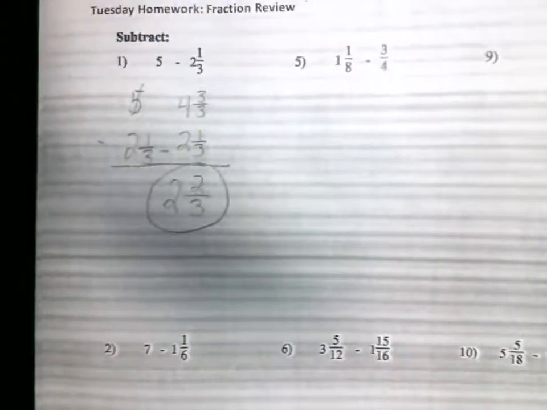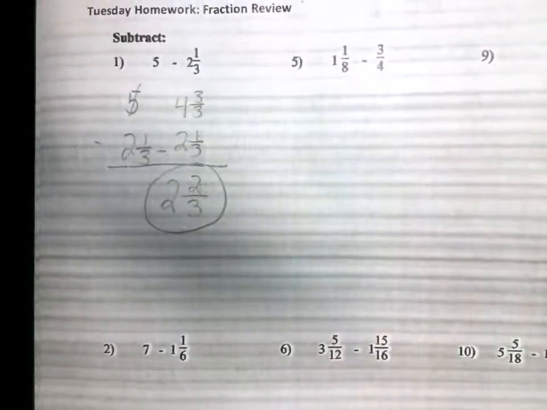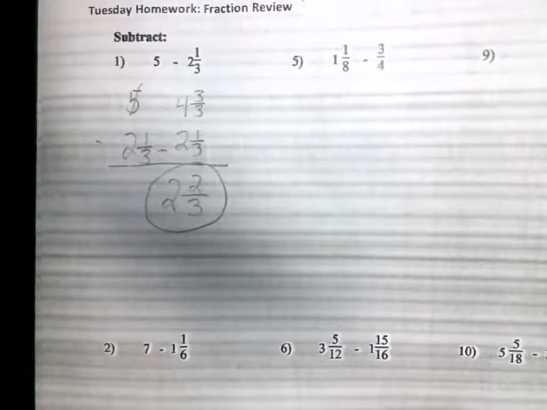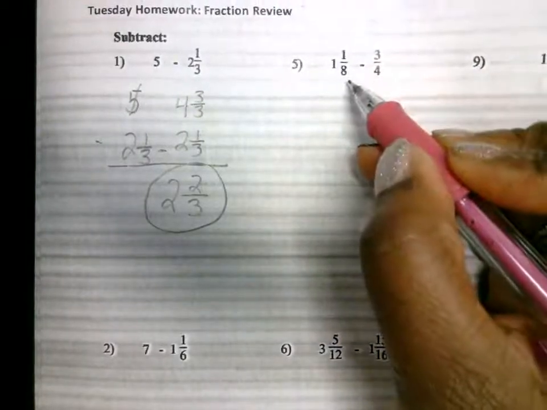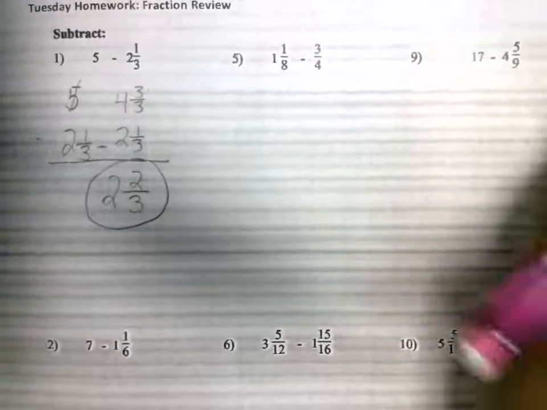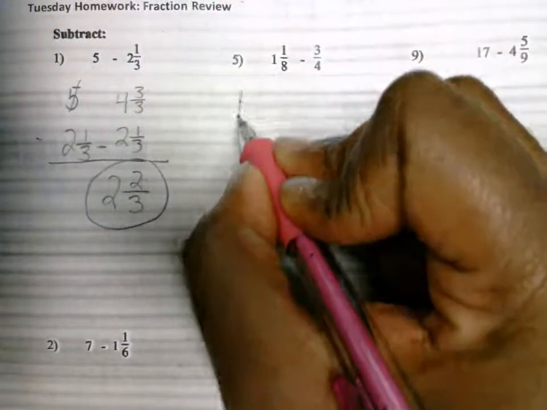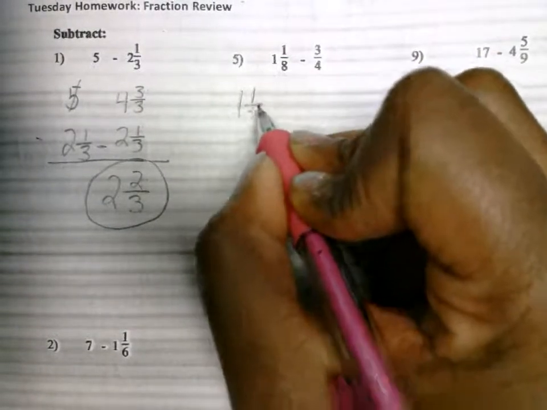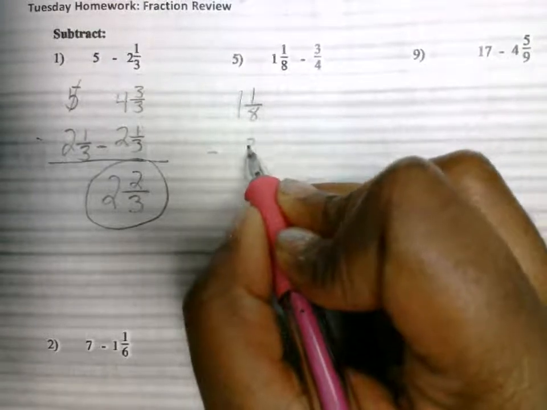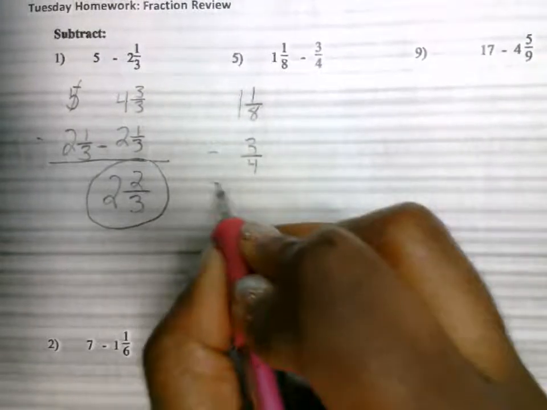So now I'm going to do the second one. Well, that's okay. I'm going to do this one, the one right next to it. Okay, I'm going to rewrite it so that it's vertical, up and down. It's just easier to solve that way.